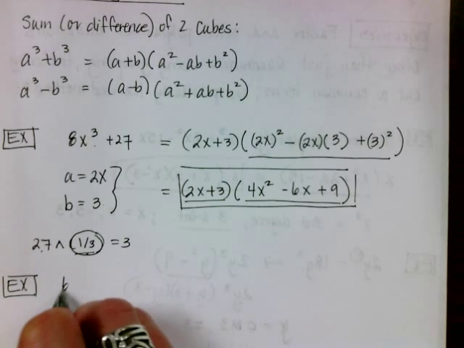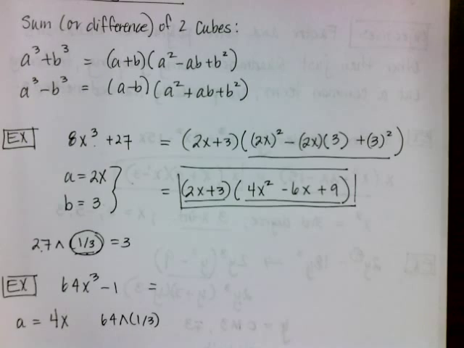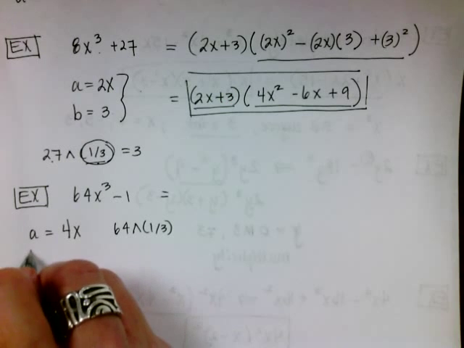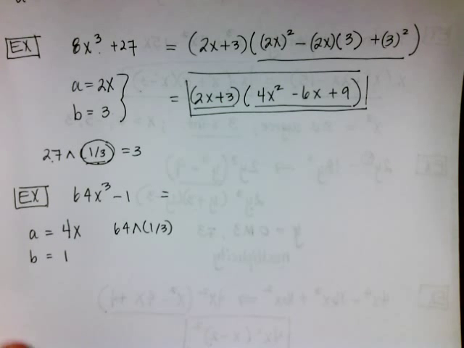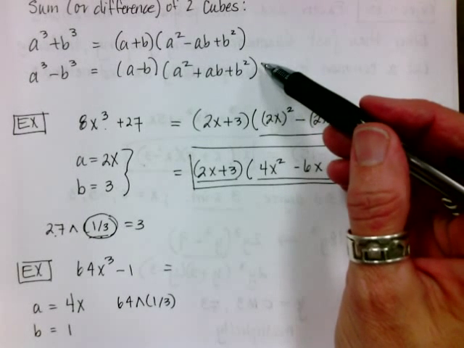So let's say I have 64x cubed minus 1, and I want to factor it completely. You first need to find out what a is. The cube root of 64 is going to be 4, and the cube root of x cubed is x. Again, if you didn't know that, you could have done 64 caret 1 divided by 3, take the third root, and it would tell you that the cube root of 64 is 4. My b, the cube root of 1 is 1, because I can multiply a bunch of 1's together, and I'm still going to get a 1. Now I'm going to substitute it, and you can't see it, so hopefully you have this written down.